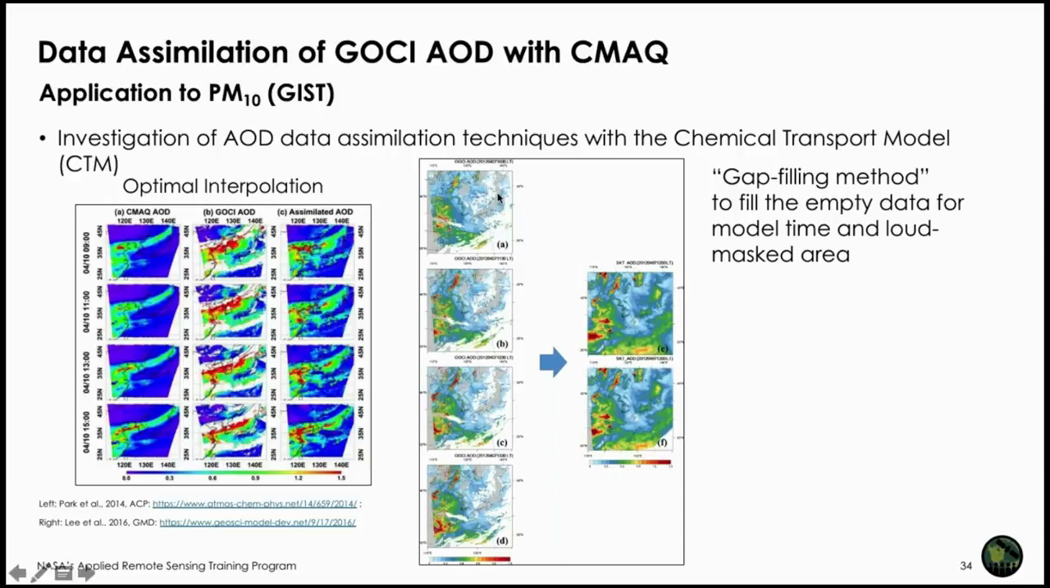We can get the hourly GOCI AOD product over each hour and cloud free area, but the model generates AOD in the no cloud area or cloud area also. So to combine them, this gap filling method makes a continuous AOD plume based on statistical approaches. So these several integration developments are used for real air quality forecasting and assimilation studies in Korea.